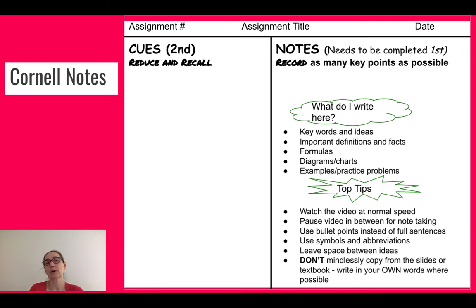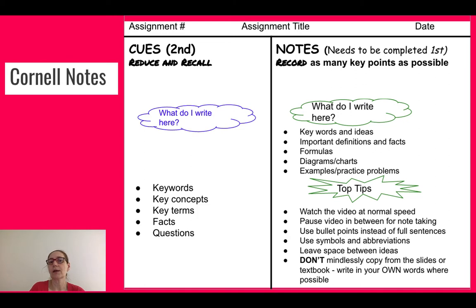Okay. So the second part is going to be the cues. So basically you go over the notes again and try to find parts that go together. So what do you write there? It's like reduced notes, and you go back and recall. So you write keywords, key concepts, key terms, facts, and questions. What I like to do is separate certain parts into questions, like main questions. Sounds rather complicated, but I think it's going to be straightforward once we look at the example.